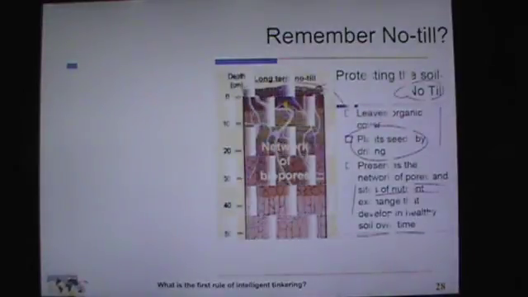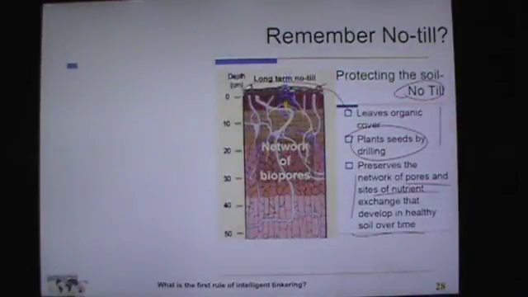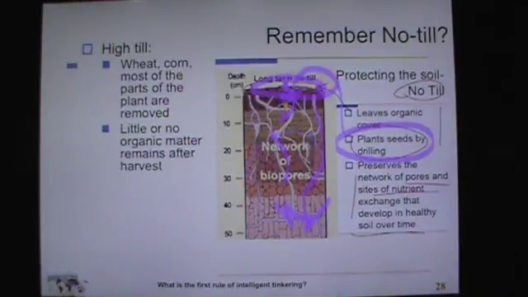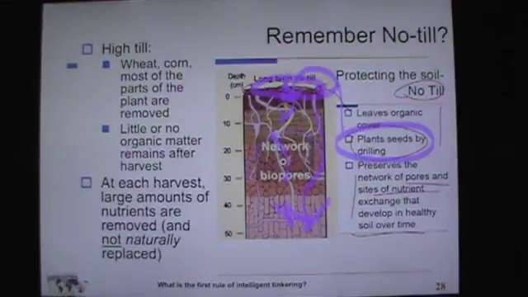Okay, the idea of no-till, where we have a network of biopores, and seeds are planted by drilling, and the roots go much deeper. High-till, different idea. The other thing about no-till is that there's basically an organic layer left on top. Almost all parts of the plant are removed in high-till. You take out all that stuff. Little to no organic matter remains after that harvest. At each harvest, you've got to replace that nutrient. This is in the Great Plains where the soils are really rich. Nutrients are removed and not naturally replaced.